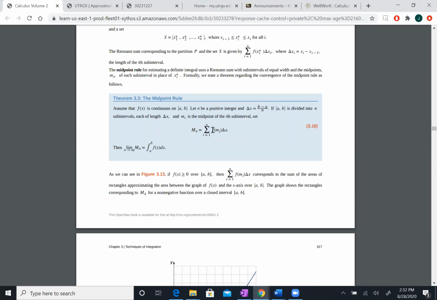So I have to find my middle point on each interval. And then I evaluate on f, in this case, x squared. So that's why we take the square of each of them. And then we make the sum. So in this case, n was 5, so I did this 5 times. So that's what I have, 5, right? 1, 2, 3, 4, 5. Okay.